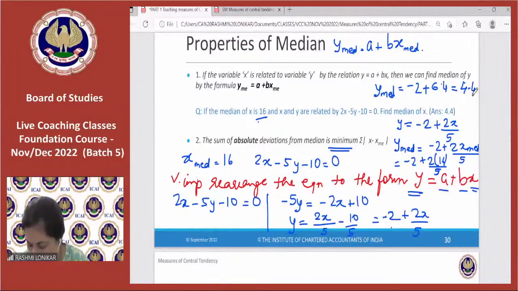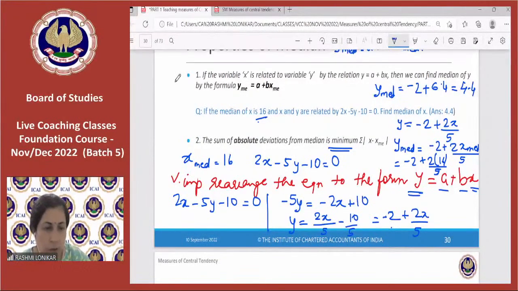Yes, very good, Bhumika, Lakshita, Masum. Yes, Sayed. Very good, Sayed. So we have got this answer. Everybody has understood? Yes, so this is the first property.